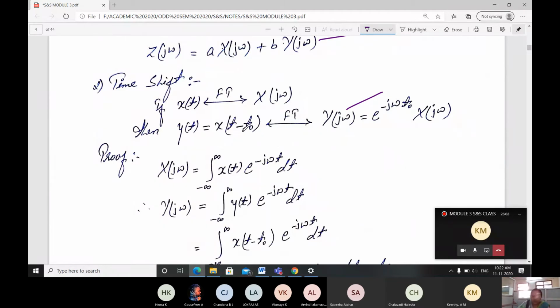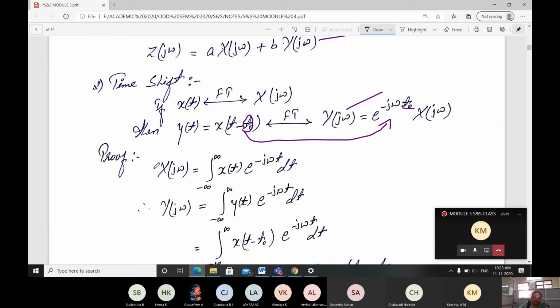What is the shift going to be? How much is the shift going to be? The t naught value is going to be taken in terms of a complex value for the shift. For that reason, e raised to minus j omega into t naught, that much shift; omega t it's going for, but here t naught. Next we'll go with the proof.